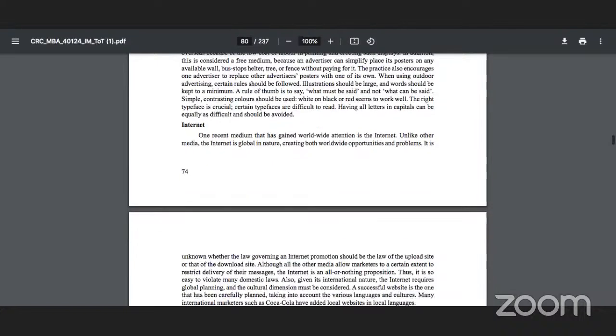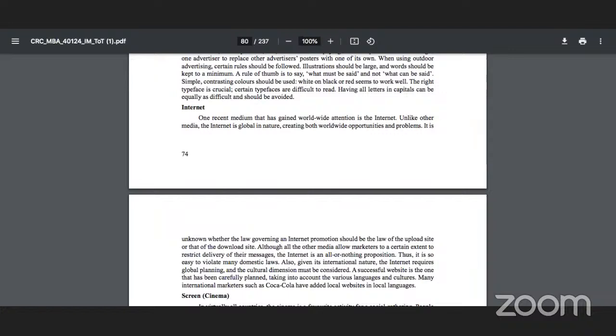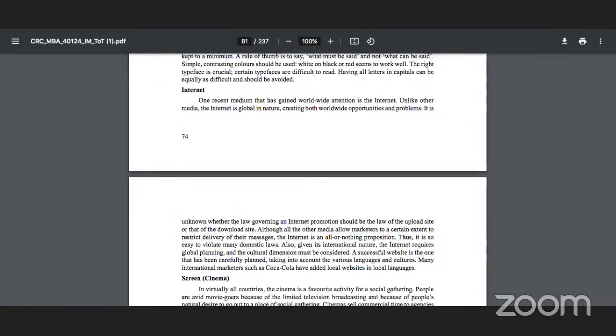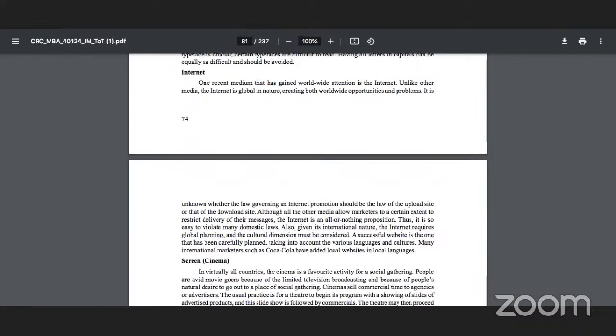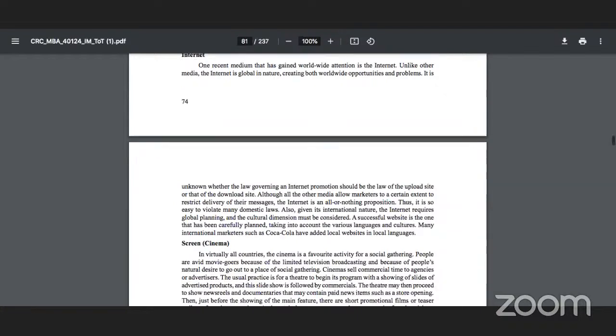So this has gained worldwide attention because one, it is global in nature. It creates both worldwide opportunities. At the same time, it has its problems too. It is unknown whether the law governing an internet promotion should be the law of the uploaded site or that of the downloaded site. And we also know that very frequently the internet allows us to route our access through several other countries. So I may be sitting in USA, but my IP may be showing that of India. So that further complicates the matters.